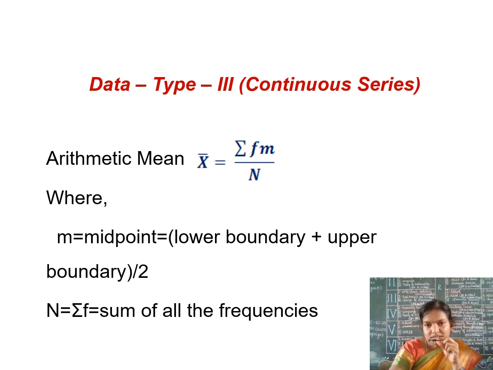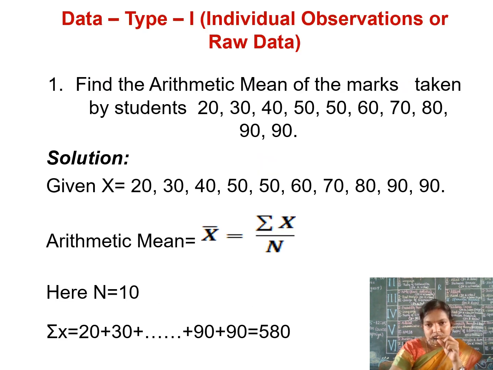Continuous series is the third type of data. This type of data has class intervals like 0 to 5, 5 to 10, 10 to 15, and so on. The formula for continuous series is summation Fm by N. Here M is the mid value. The formula for calculating the mid value is lower class interval plus upper class interval divided by 2. That will be the mid value.